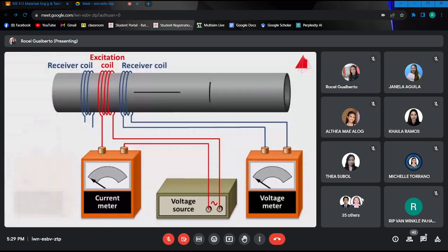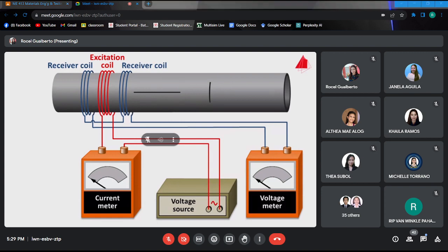Now only one voltage meter is connected. It is connected to the right-hand terminals of the receiver coils, and the left terminals of the receiver coils are connected to each other. The voltage meter now indicates the difference of the voltages induced in the 2 receiver coils.